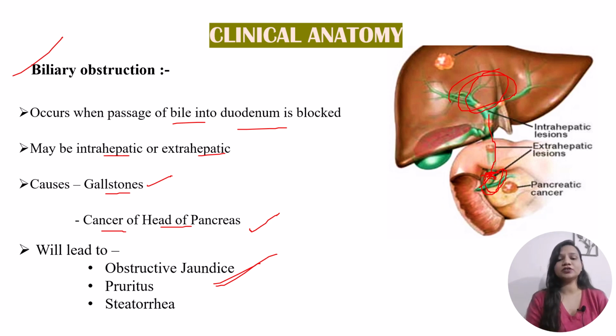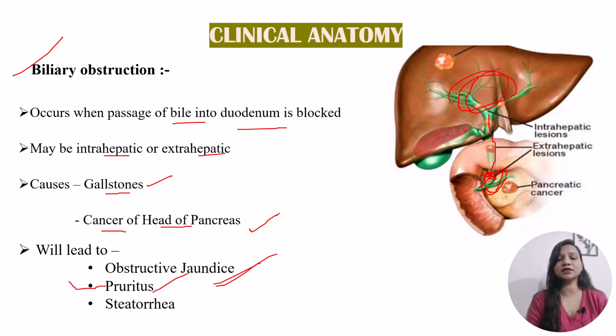The second condition that we see is pruritus. Pruritus is the desire of itching; the person desires to scratch. This happens due to bile salt deposition in the skin. The bile salts deposit in the skin, which leads to the condition of pruritus.